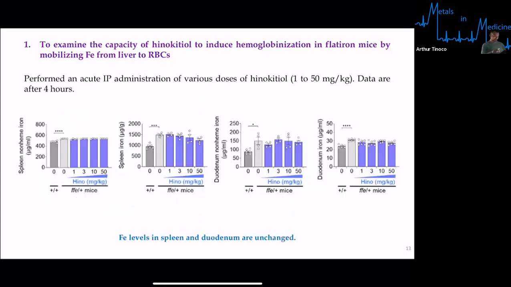Okay, so then they looked at iron as assessed in other organs. So they looked at the spleen, they looked at the duodenum, okay, that's part of the gut. All right, and what do we see here? All right, Carmen, what do you see here?